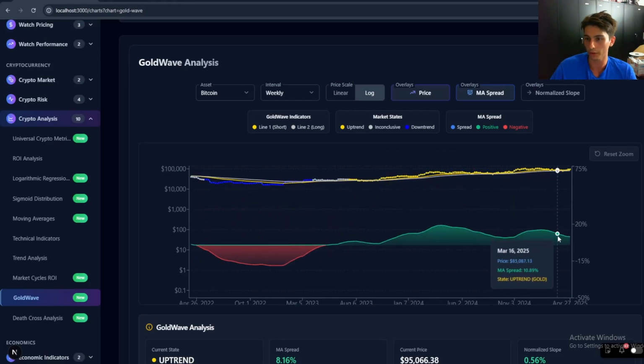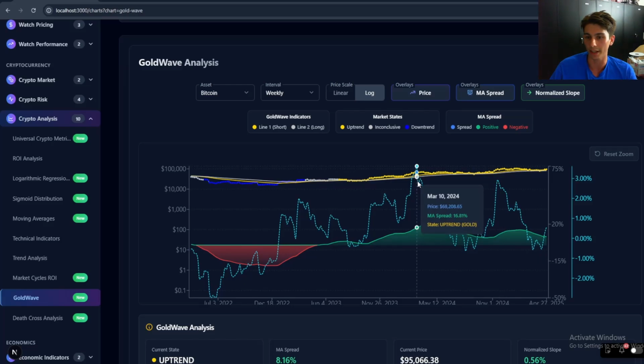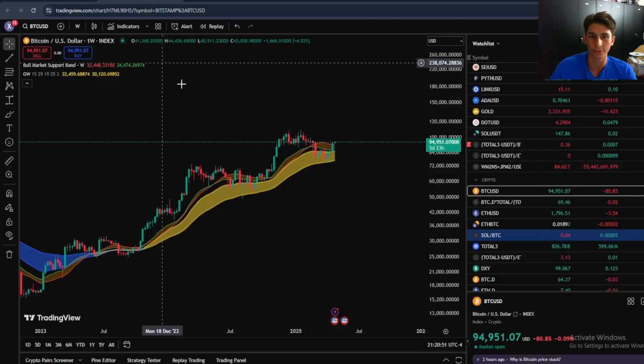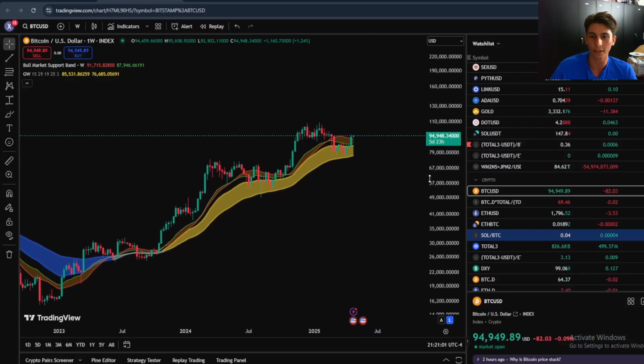And even though we were in the negative right here, if we take the normalized slope, we can see that when we hit 69K, it was trending down until we hit that 54K, or 50K there, but I don't have the low periods here. But then it rolled over again until we hit 100K again. So what does it mean?